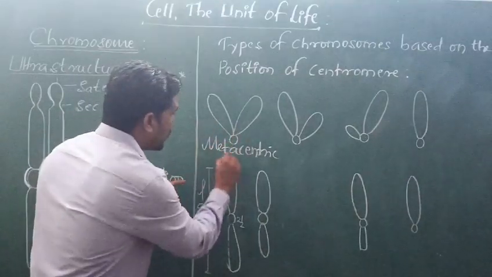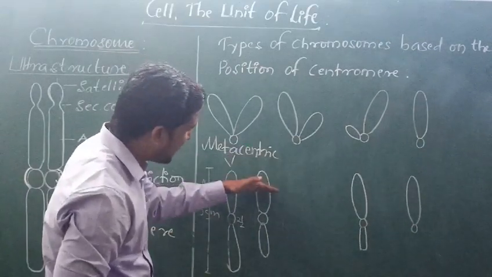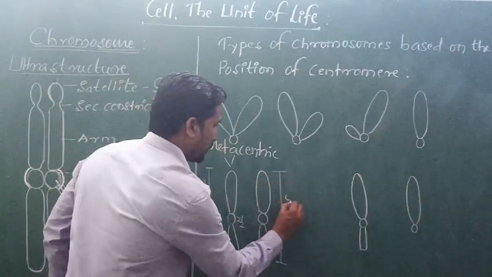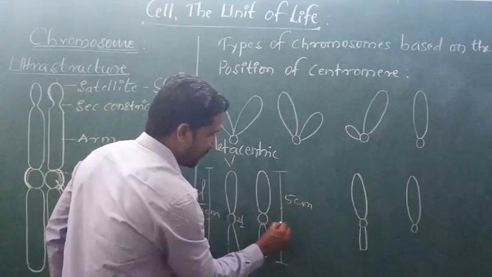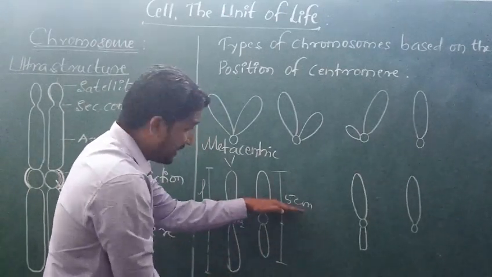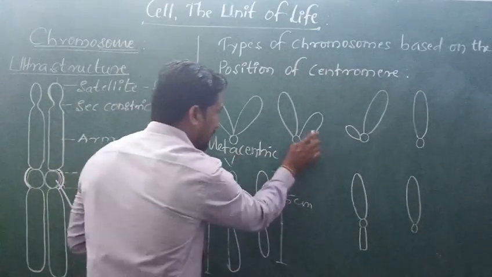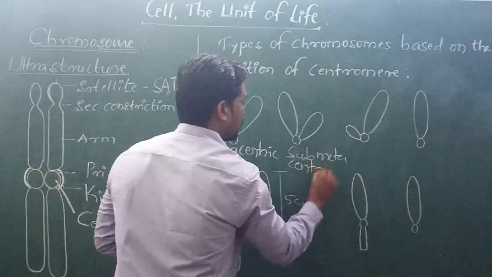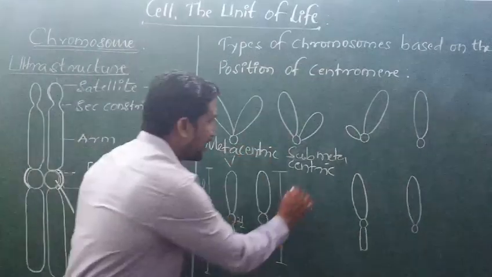So it looks like a V-shaped chromosome. And then the centromere is slightly away from the center. Consider this is the length, and this is 5 centimeters, and now it is not exactly half, it is a little away from the center. Little away, not far away. And it is looking like an L shape. So such a type of chromosome is said to be a submetacentric chromosome, which is showing an L shape.